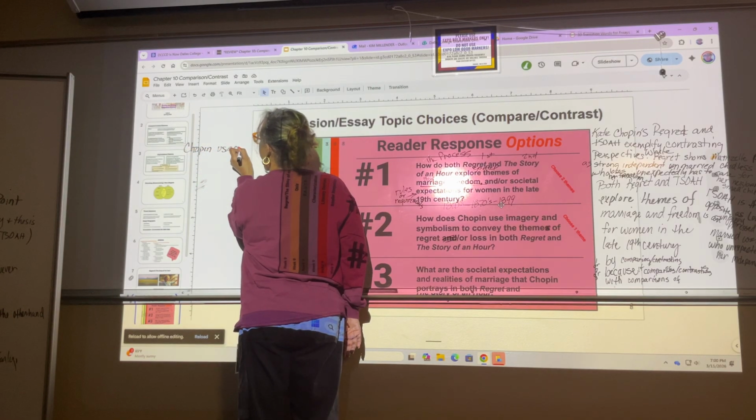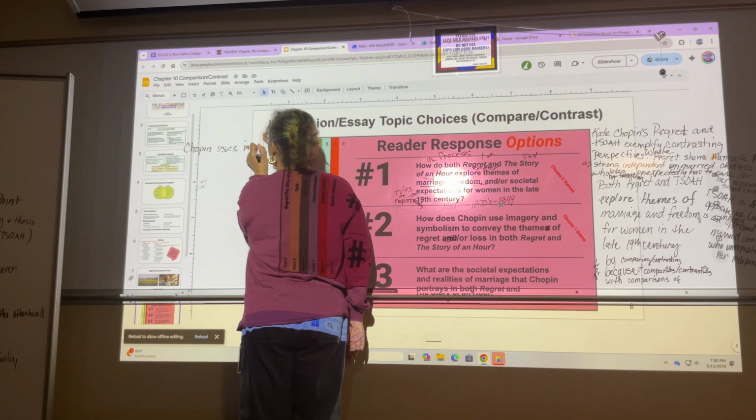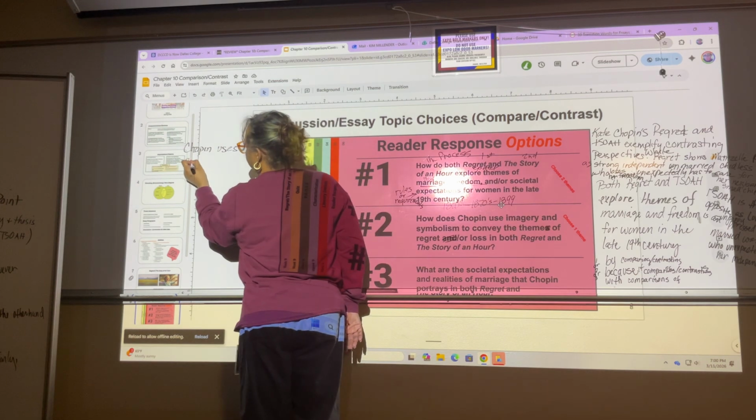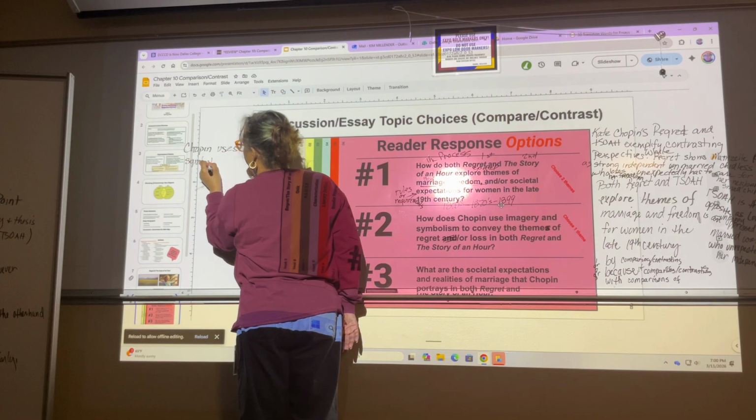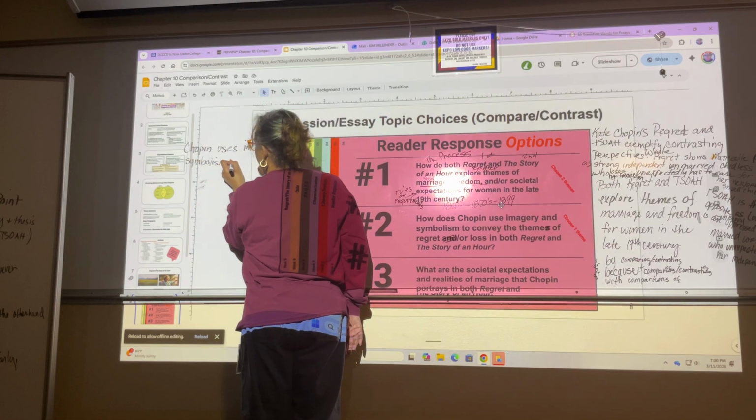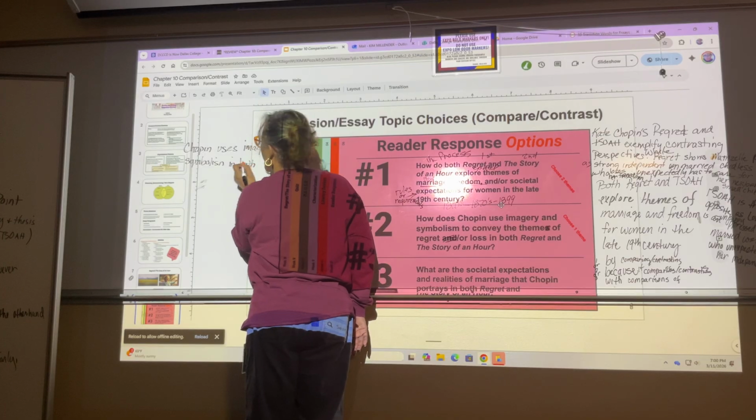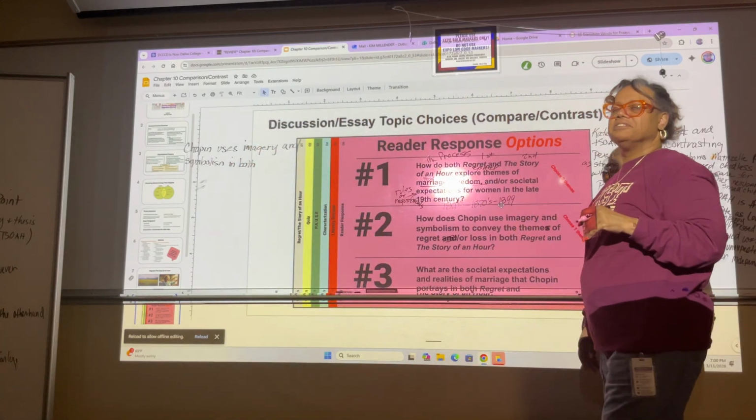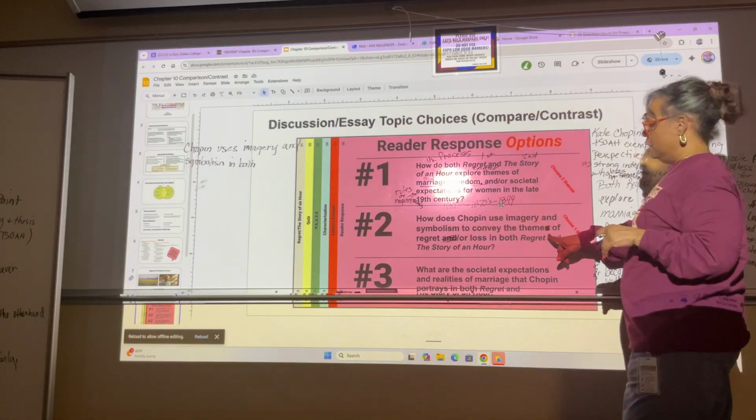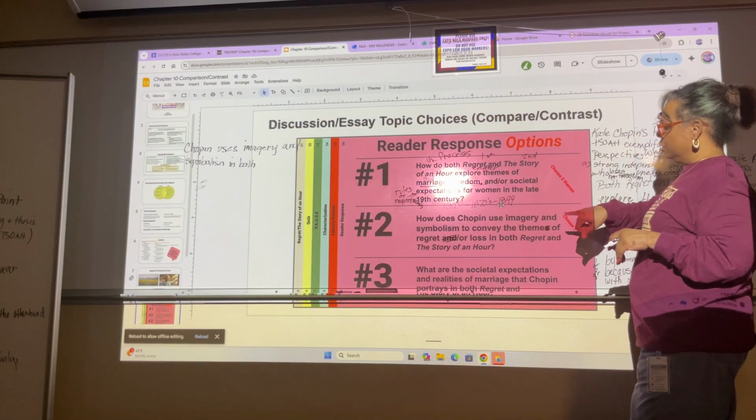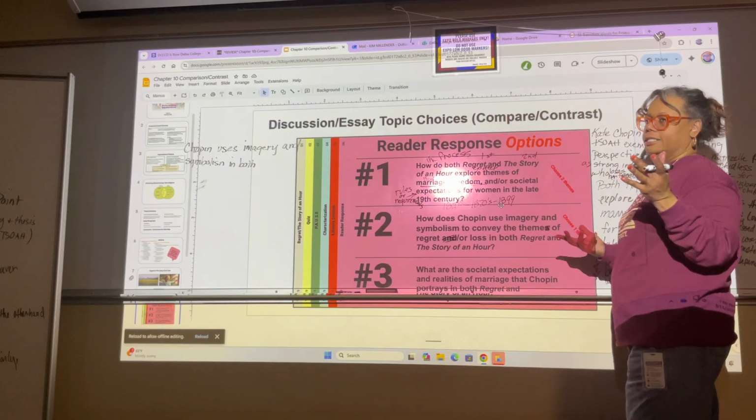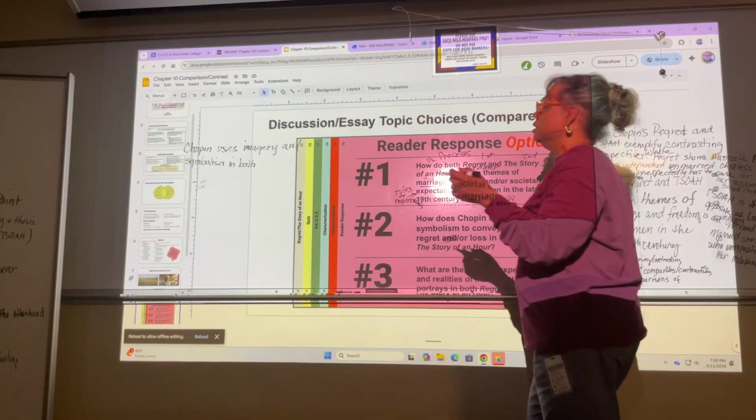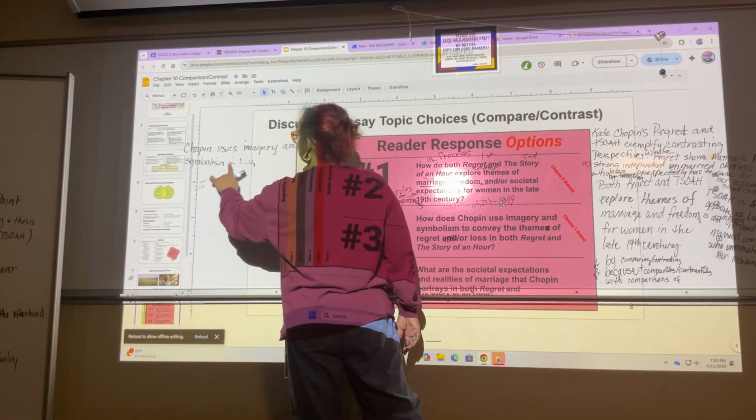uses imagery and symbolism in both. And here, you don't have to say the names of them again, okay? You can say, because, let me see, she used imagery and symbolism to convey the theme of what? Regret? Okay. Hold on.